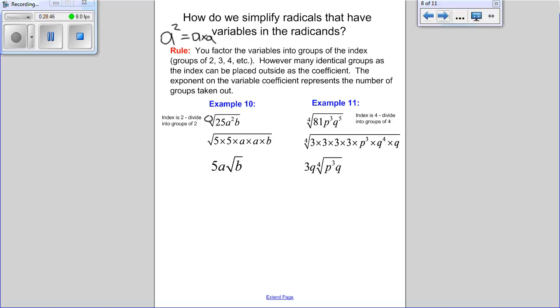1 group of 2. So that 5, just 1 of them comes out. The A's, how many groups of A's do I have if they're broken into 2s? 1 group of A's, so that's right there. How many B's are left over? How many groups of B's were there? 0. So there's 0 B's outside of the root sign. So there's never anything inside if they're in a group. All the groups get brought outside. All the non-groups stay inside.